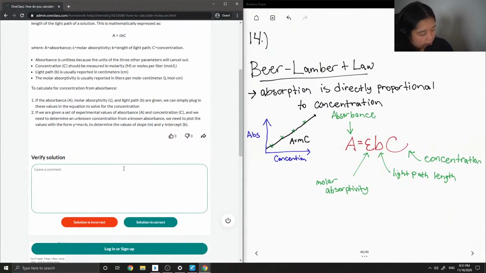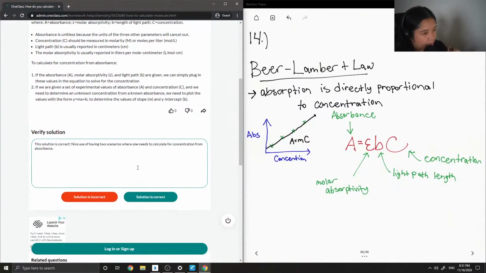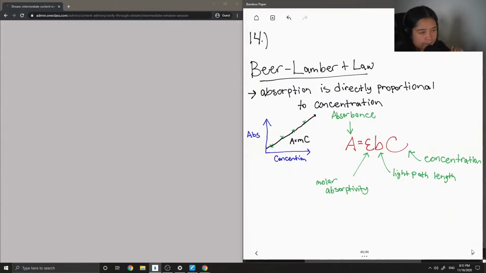Wow, that was a very informative answer. Okay, so I like how they had two different scenarios where one needs to calculate for concentration from absorbance.